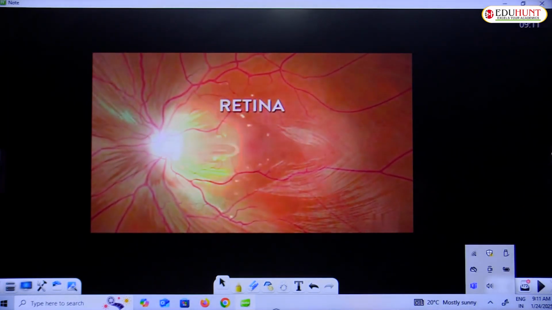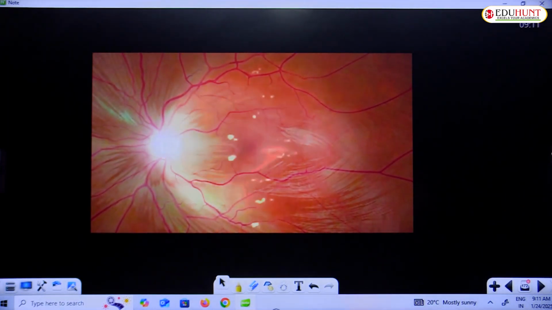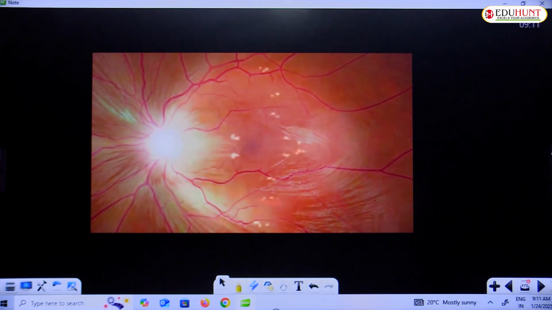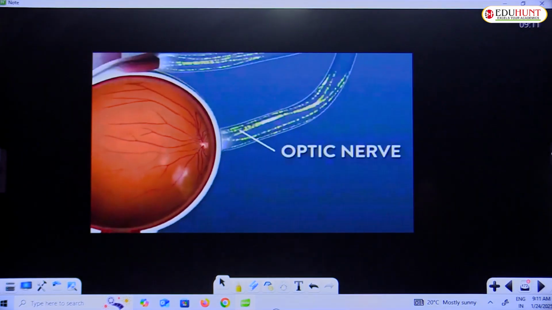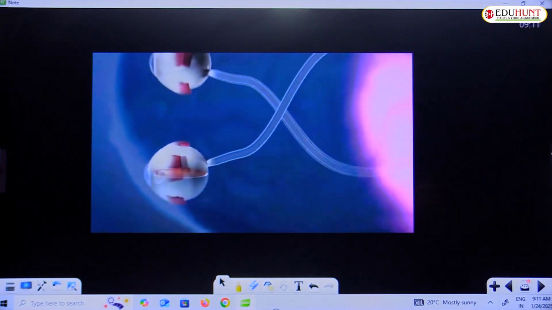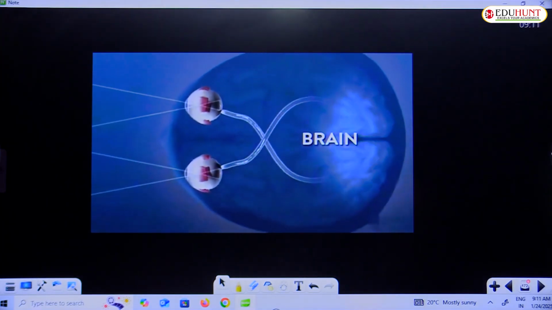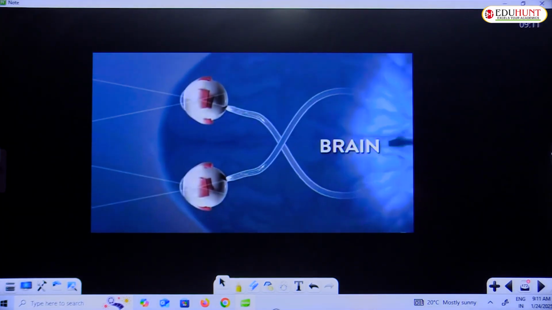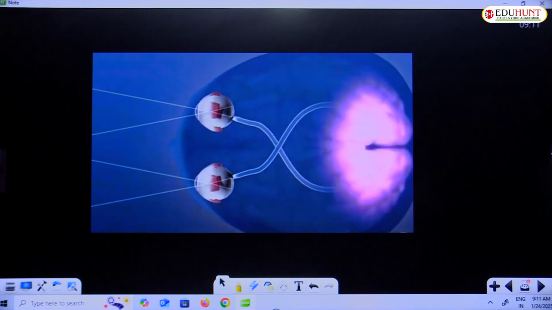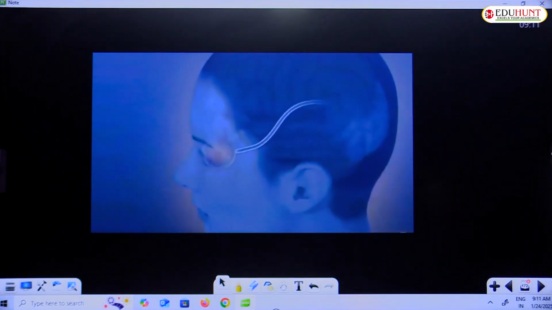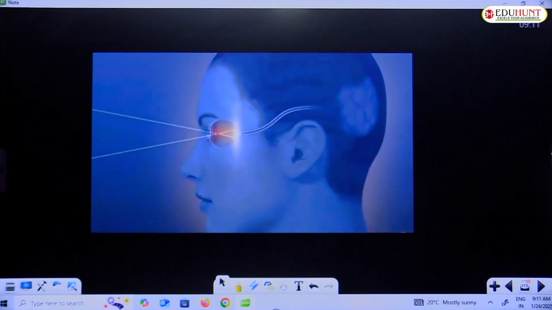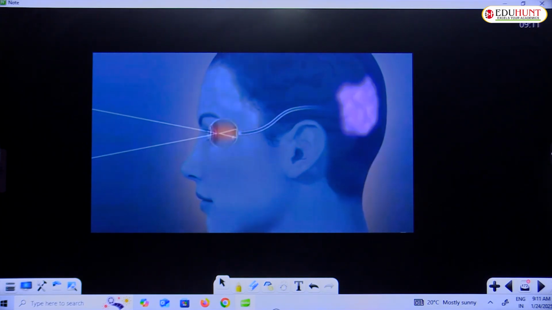The retina then converts this light energy into electrical impulses and passes it through the optic nerve, also called the second cranial nerve. These impulses then travel through the optic nerve into the primary visual cortex, which is located in the most posterior portion of the brain's occipital lobe. While it may sound like a lengthy process, it takes only about 13 milliseconds.